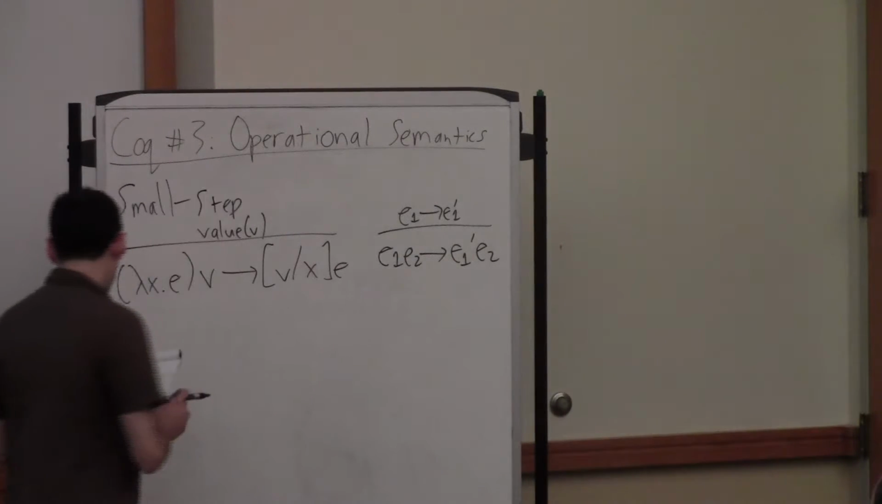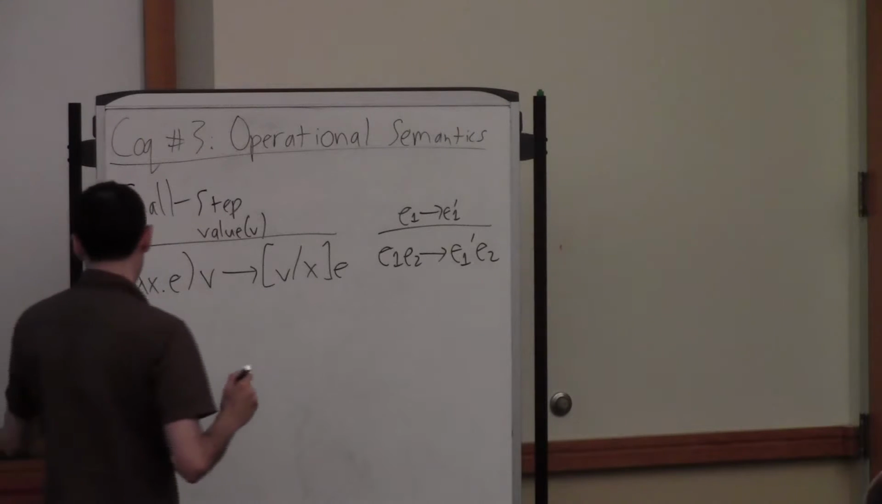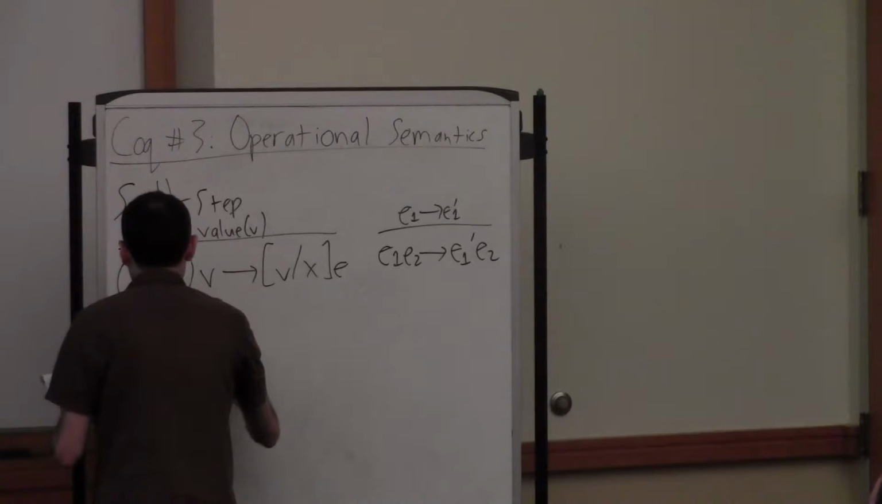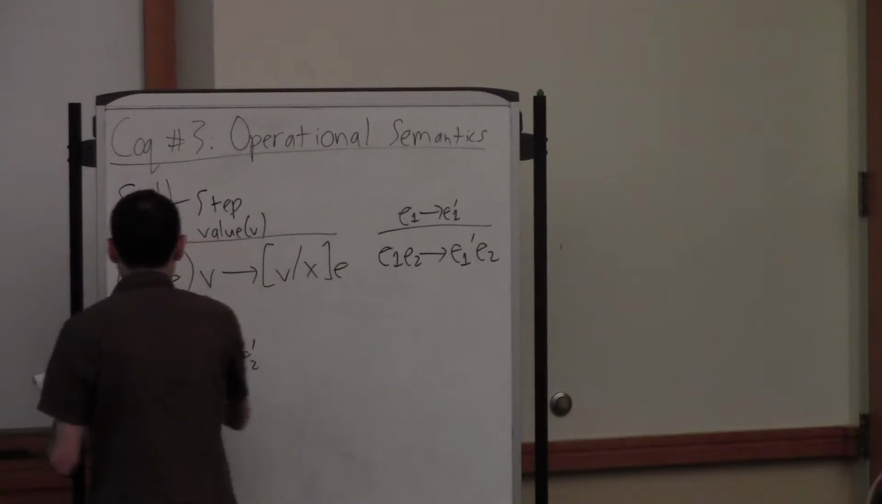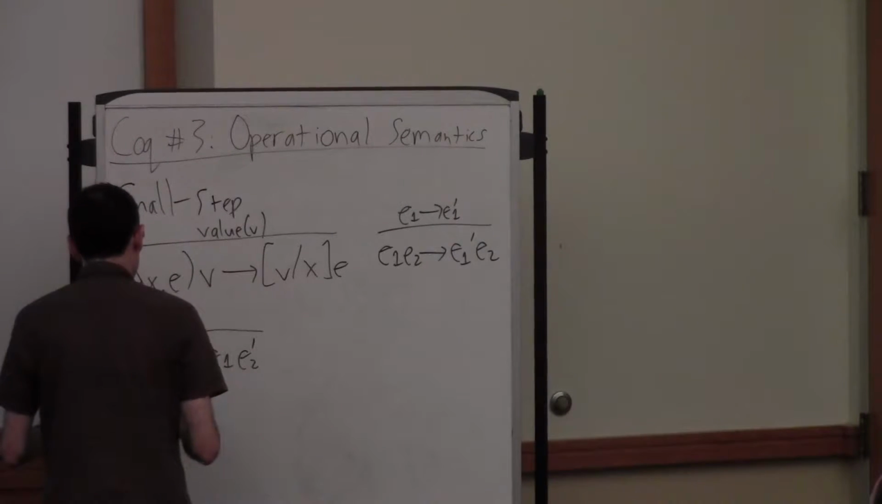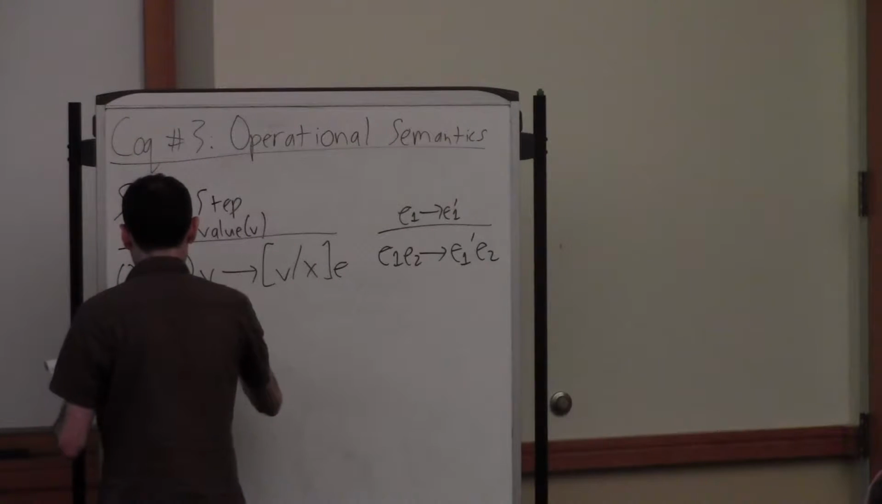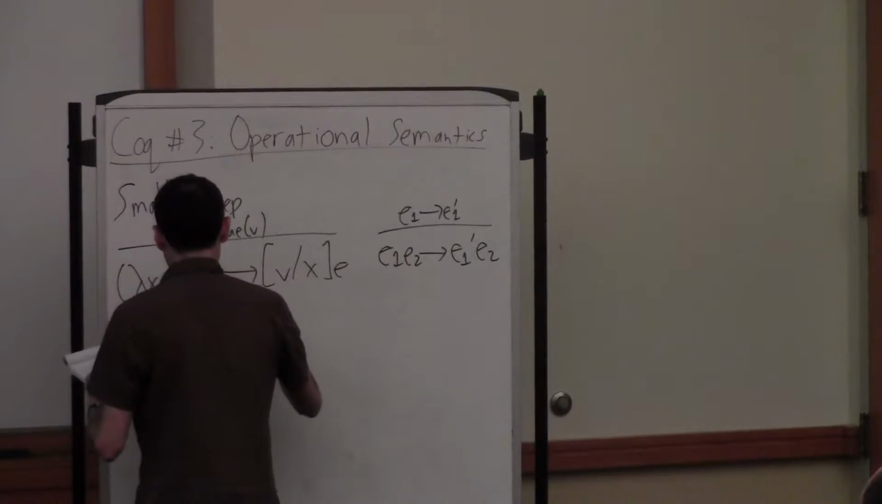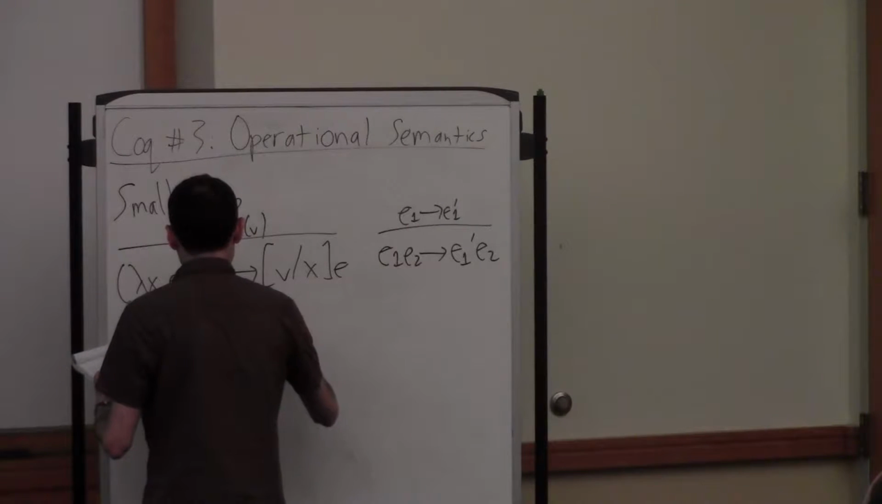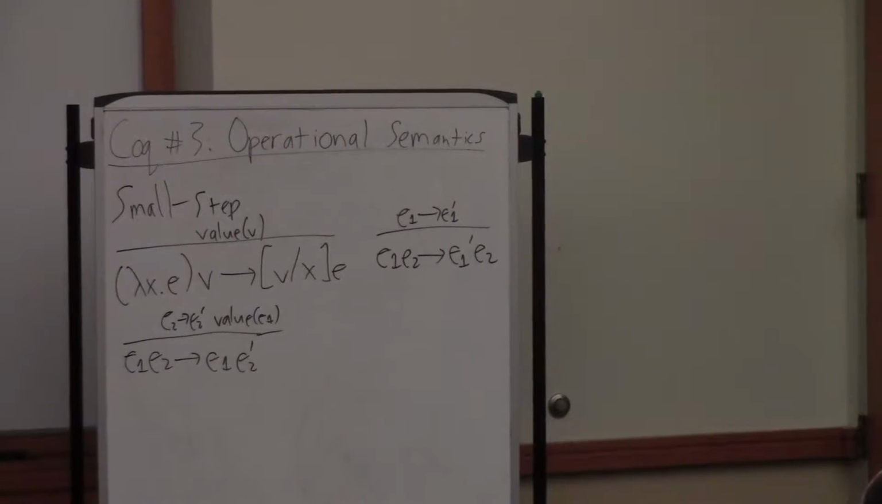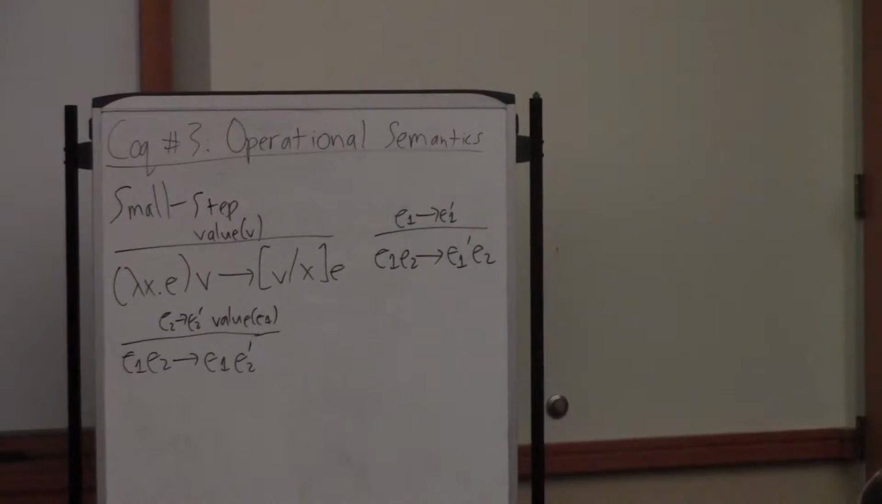And there's one symmetrical rule to that one that completes the definition, which says, you might be able to guess how this works. This one lets us take a step on the right-hand side of an application, under the condition that the left-hand side is already a value. So these extra premises about certain things being values are important to define exactly what we mean by call-by-value execution.